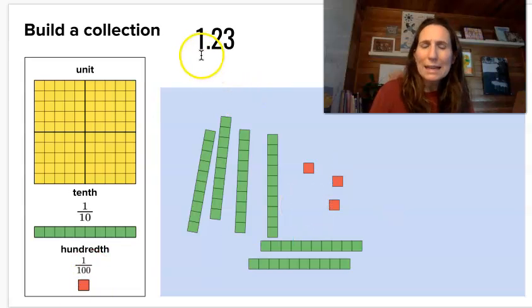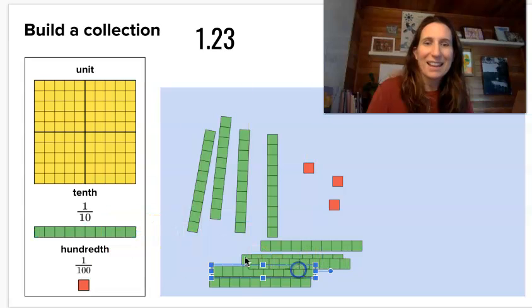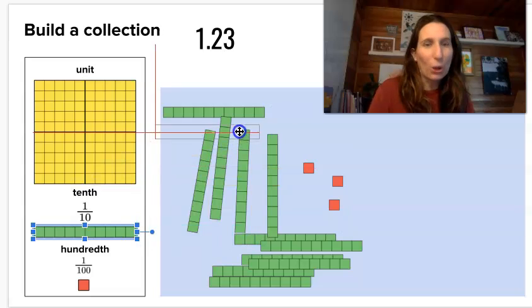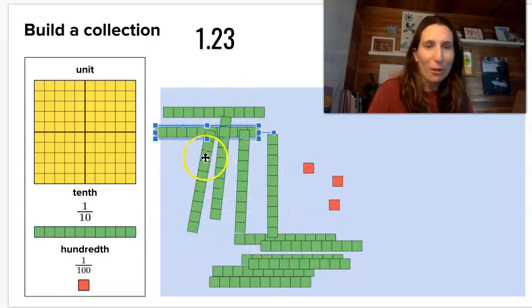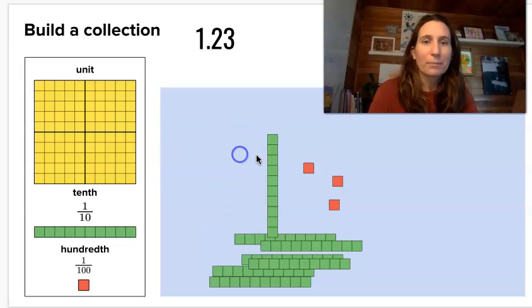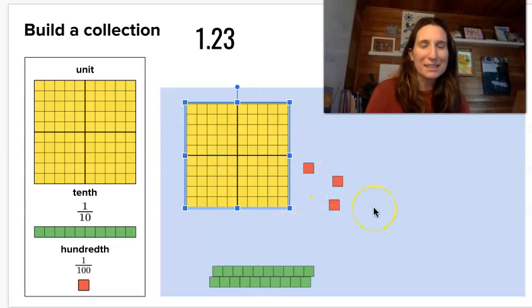What if we needed 1 and 23/100ths? So we have 1, 2, 3, 4, 5, 6, 7, 8, 9, 10, 11, 12. So there's our 12 tenths and 3 hundredths. But 10 tenths can be traded out for a 1 whole. 1 and 23/100ths. That's how we build decimals with the base 10 pieces.